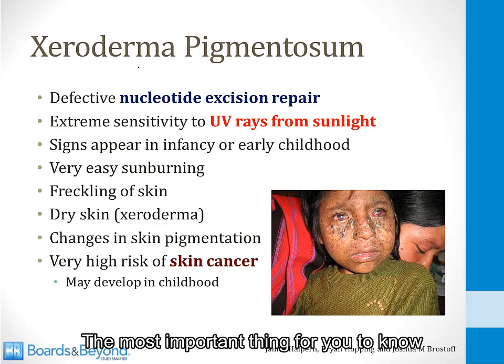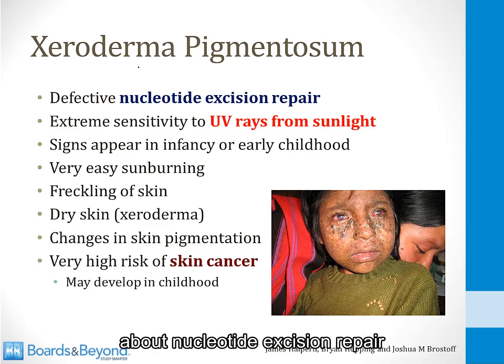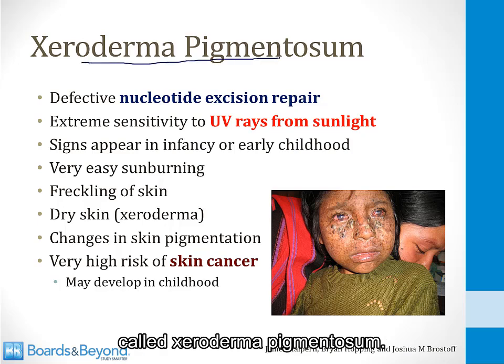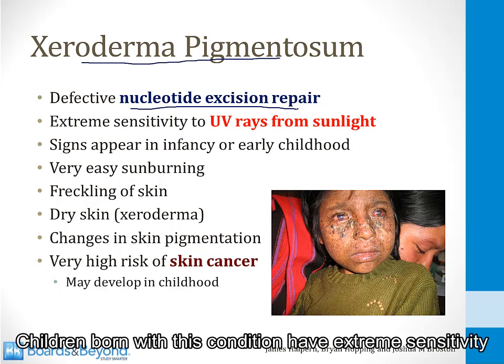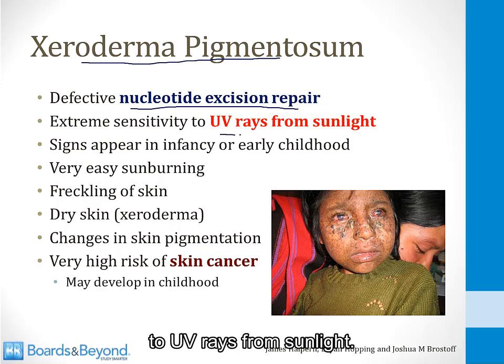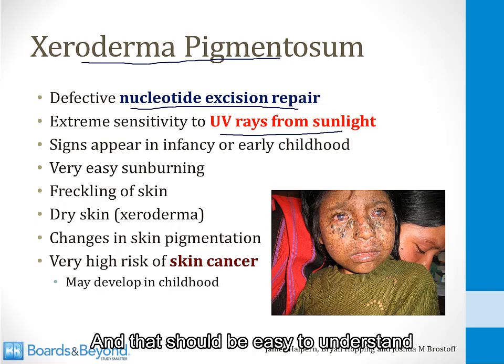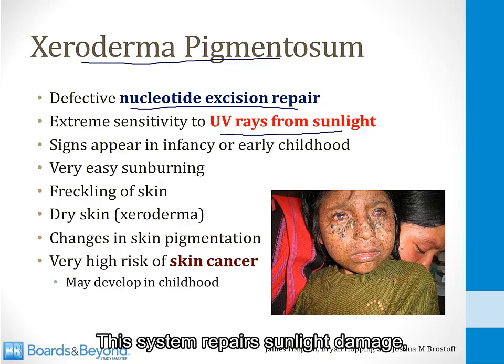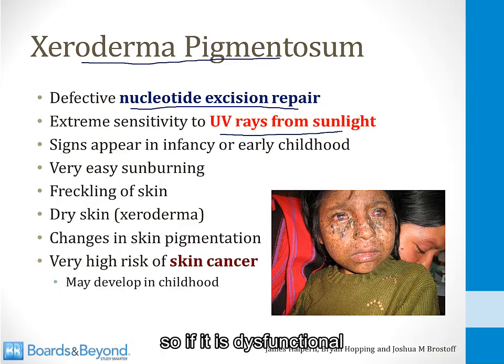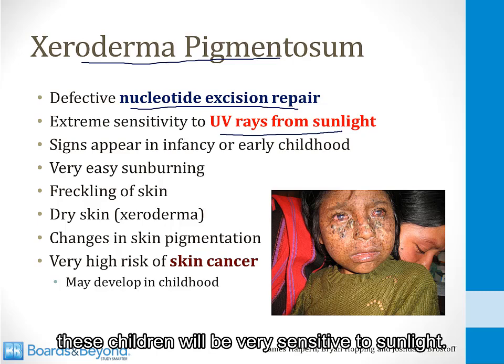The most important thing for you to know about nucleotide excision repair for step 1 of your boards is that when this system is defective, it leads to the rare skin condition called xeroderma pigmentosum. This condition is caused by defective nucleotide excision repair in cells of the skin. Children born with this condition have extreme sensitivity to UV rays from sunlight, and that should be easy to understand based on what we just described on the last slide. This system repairs sunlight damage, so if it is dysfunctional, these children will be very sensitive to sunlight.